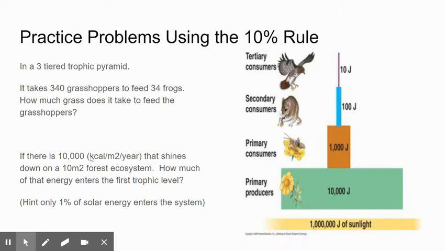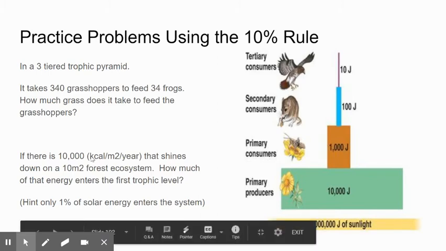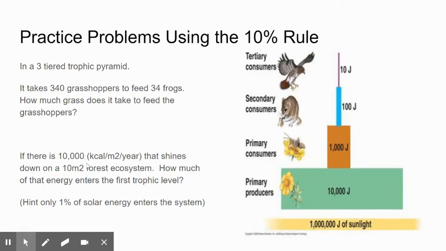So that would give us 100,000. However, how much does it enter the first trophic level? Well, now we're going to take 2 steps back, so it would be 1,000 units of energy, or 1,000 kilocalories of energy in that first trophic level. And then we could go each subsequent level up. That's what problems look like, all right?